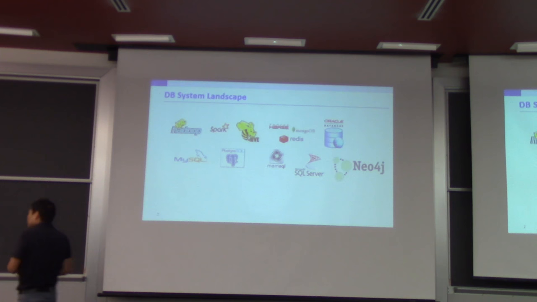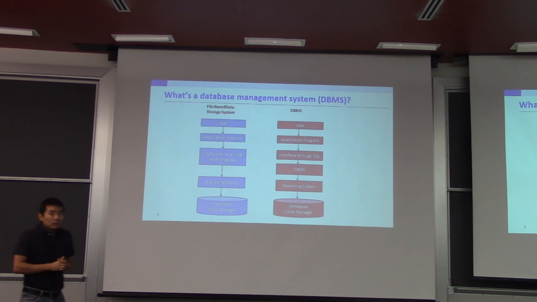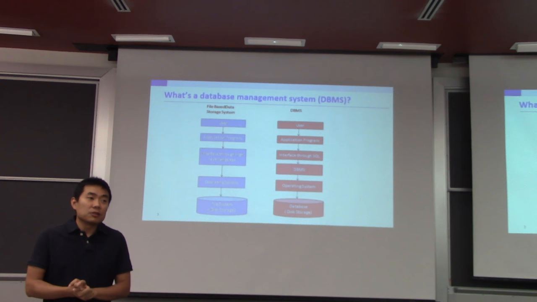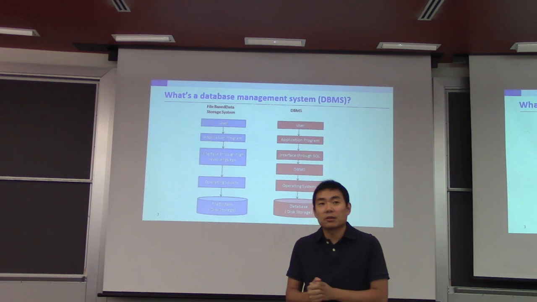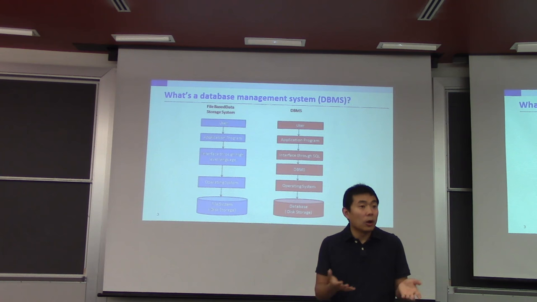So here is a diagram, which I think clearly illustrates to you the need for a database system. So in the early 80s, right, when people did not have a database system at all, how did people manage their data back then? Well, they used a file system. Right? You all know what a file system is, right?